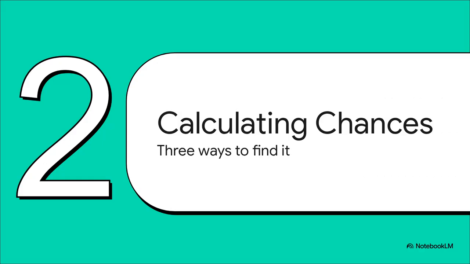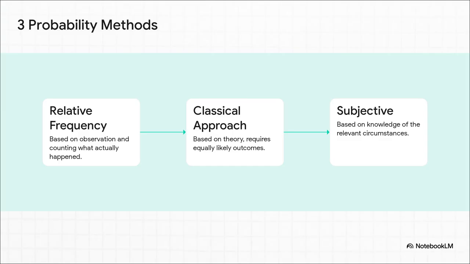Okay, now that we're all speaking the same language, we can get to the really fun part, the calculations. Let's look at the 3 main ways we can actually figure out the probability of an event. We've got 3 main tools in our toolbox. First is relative frequency, which is all about observation, just counting what actually happens. Then you've got the classical approach, which is perfect for things like dice and cards, where every outcome is equally likely. And finally, there's subjective probability, which is basically an educated guess based on your knowledge.